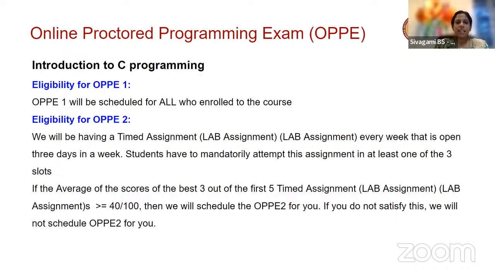There is a timed assignment every week, which we will open for 3 days in a week. Within a specified time slot, we will keep you notified well in advance by email and WhatsApp reminders on when we are opening the timed slot. You will have to log in and submit your assignment in that slot. If the average score of the best 3 out of the first 5 timed assignments is greater than 40 by 100, you become eligible for OPPE2. Please note, when you do not satisfy this, we do not schedule OPPE2 for you.